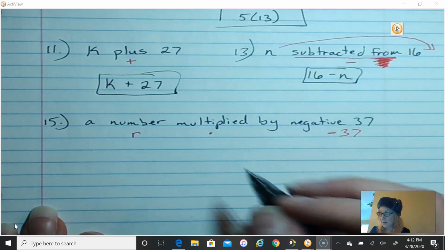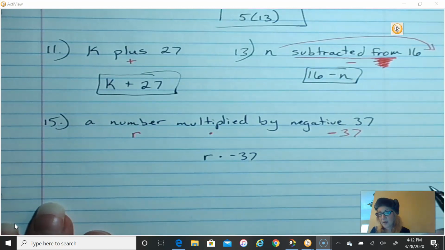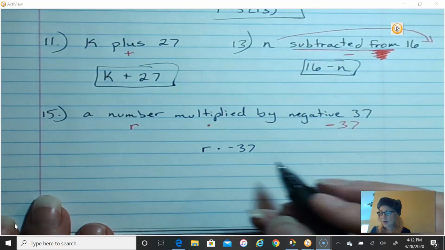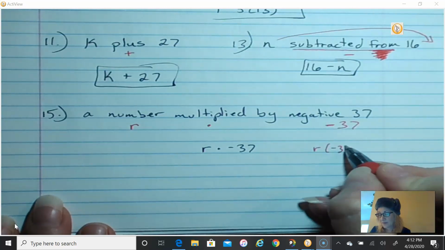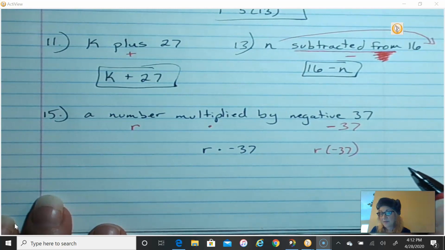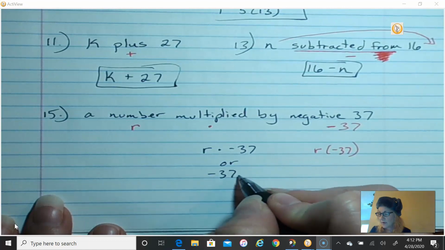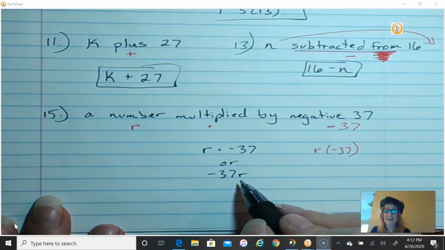So it could be R times negative 37, but when we're doing algebra, we don't do R negative 37. We could. I don't think it really matters, to be honest. It should be written negative 37R. The number typically, by rule of algebra, the number comes first and then the letter.